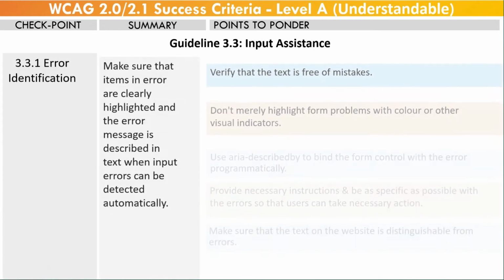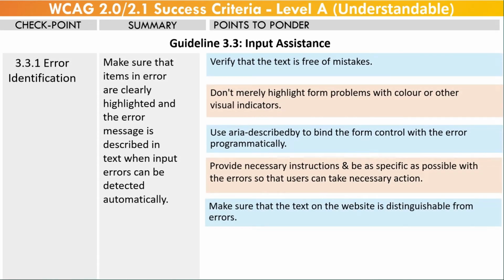Guideline 3.3, Input Assistance. 3.3.1 Error Identification. Make sure that items in error are clearly highlighted and the error message is described in text when input errors can be detected automatically. Verify that the text is free of mistakes. Don't merely highlight form problems with color or other visual indicators. To programmatically associate the form control with the error, use aria-describedby.